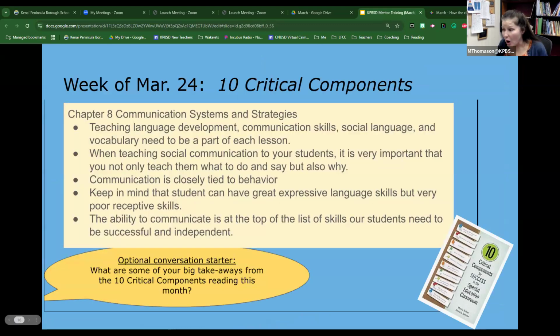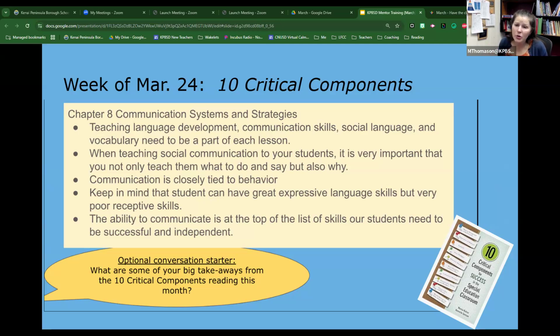For the 10 critical components for success in the special education classroom, the reading was chapter 8. And the chapter talks about communication systems or strategies. It's all about teaching the students good communication skills. Oftentimes, whether it is general or special ed students, behavior is a way that a student is communicating. The more we can model and teach appropriate social skills, the more opportunities for success in life in general. And that goes for general ed and special ed.